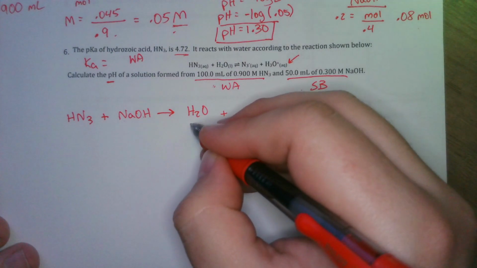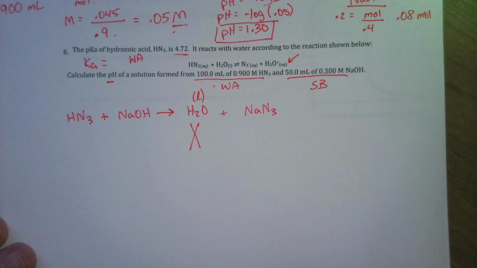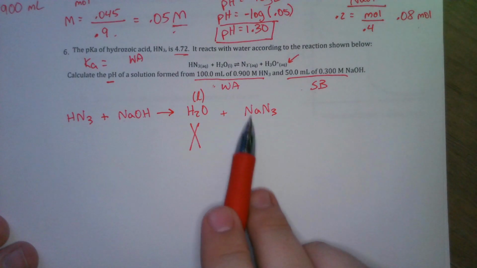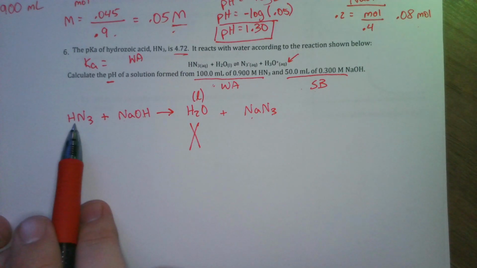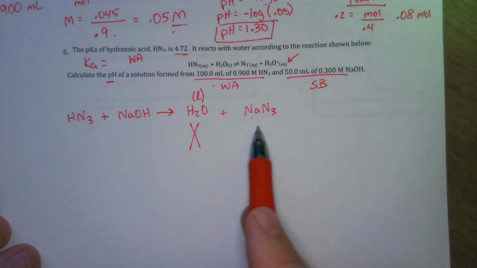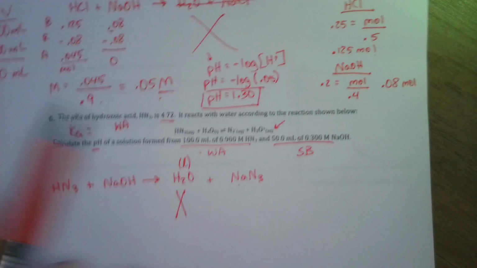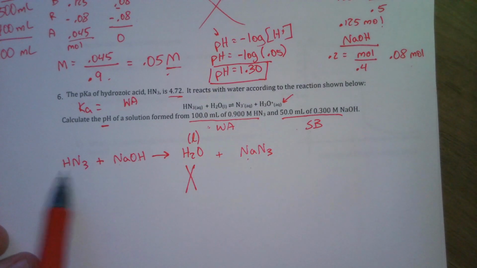Now, H2O won't matter because it's a liquid. Liquids are never included in equilibrium reactions at all. But in this case, Na matters. NaN3 matters, and that's only because this is a weak acid. The conjugate base of a weak acid does affect the pH. The conjugate base of a strong acid does not. And that's the only difference, because one of these things is weak.